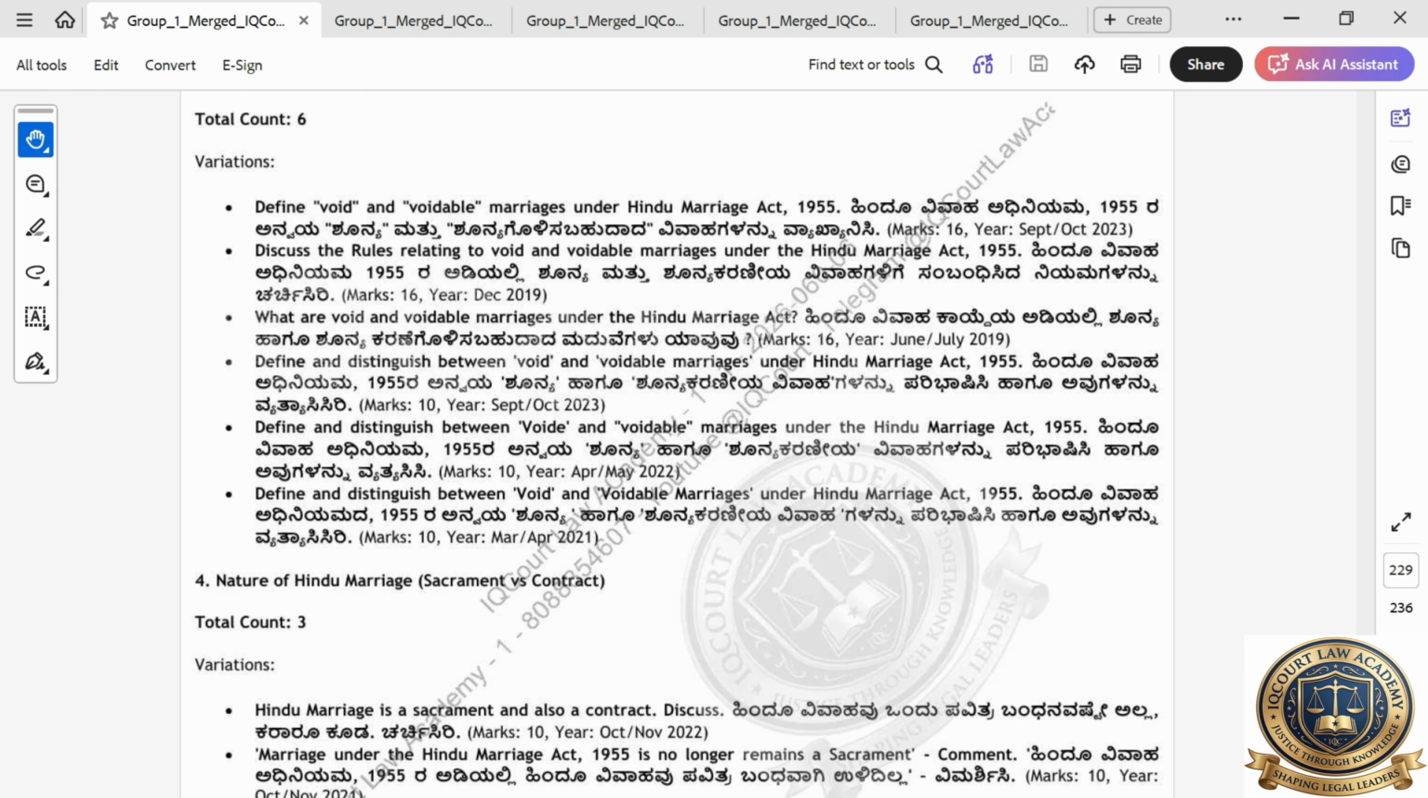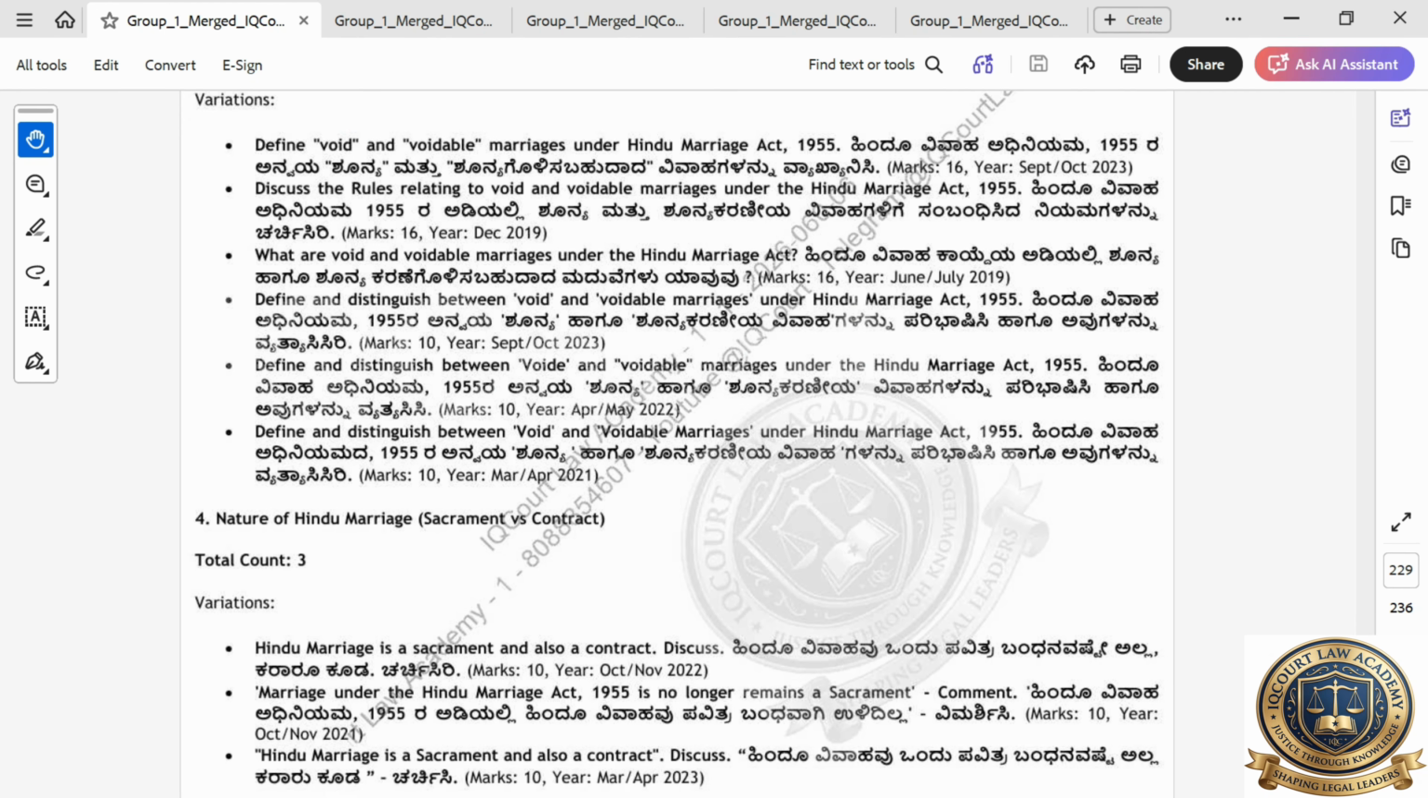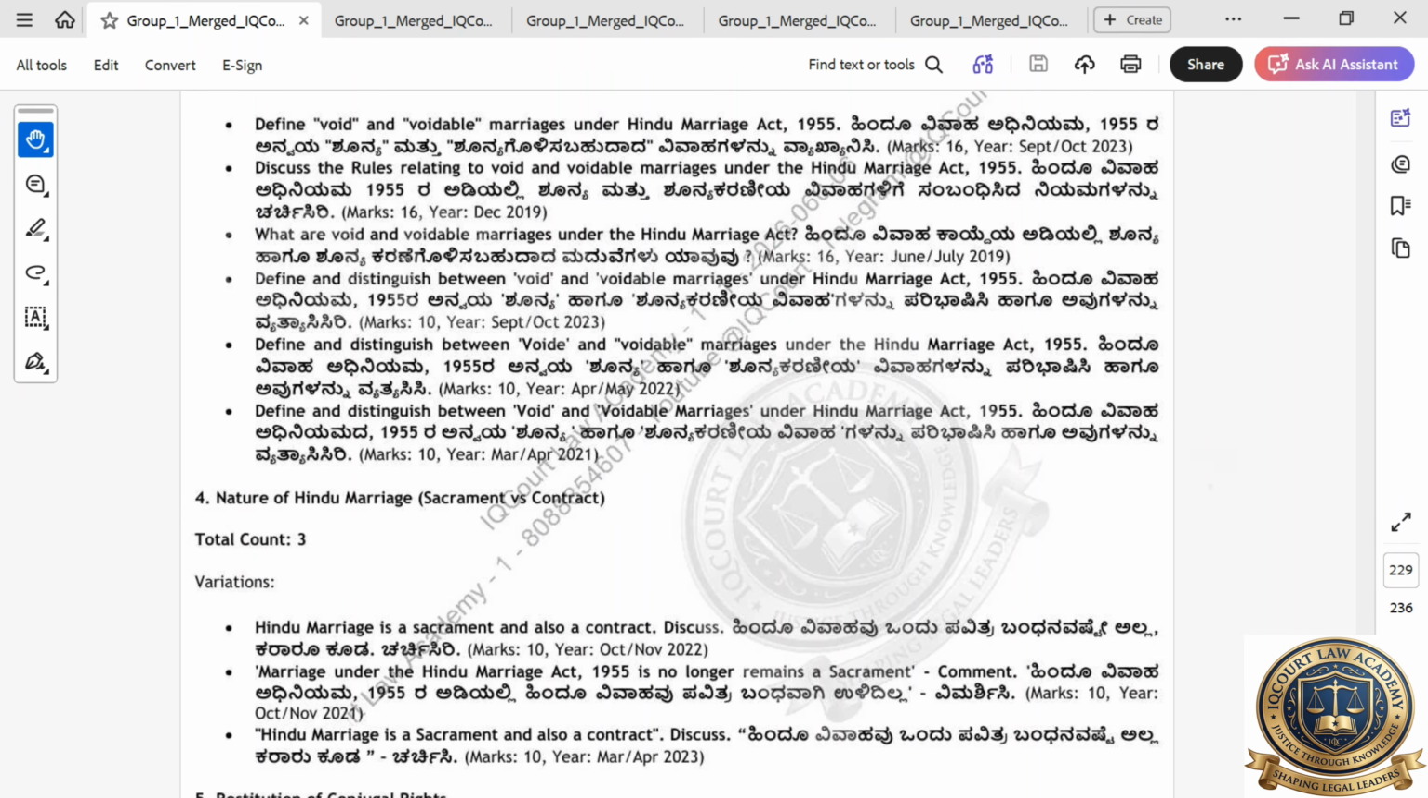ಯಾವುದನ್ನ ಶೂನ್ಯ. See, void means in the beginning only it is void. ಸ್ಟಾರ್ಟಿಂಗ್ ಅಲ್ಲೇ ಫೋರ್ಸ್ಫುಲ್ ಆಗಿ ತಾಲಿ ಕಟ್ಬಿಟ್ರೆ, ಏನೋ ಓಡಿಸ್ಕೊಂಡು ಕರ್ಕೊಂಡು ಟಾರ್ಚರ್ ಕತ್ತಿ ಹಿಡಿದು ಶೂಟ್ ಮಾಡ್ತೀನಿ ಅಂತ ಹೇಳಿ ಮಾಡಿದ್ರೆ ಅದು ಬಿಗಿನಿಂಗ್ ಇಂದ ವಾಯ್ಡ್. ಇದು ವಾಯ್ಡಬಲ್ ಮ್ಯಾರೇಜ್ ಅಂದ್ರೆ ಆಮೇಲೆ ಆಗೋದು, ಮದುವೆ ಆದ್ಮೇಲೆ ವಾಯ್ಡಬಲ್ ಆಗೋದು. Discuss the rules related to void and voidable. Okay, this is void. Very easy question.